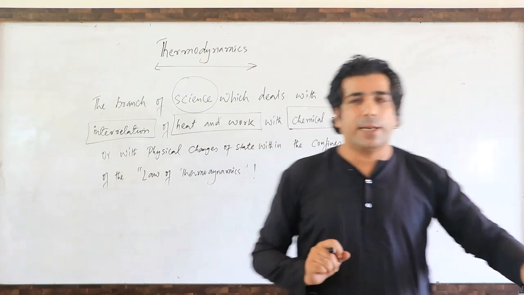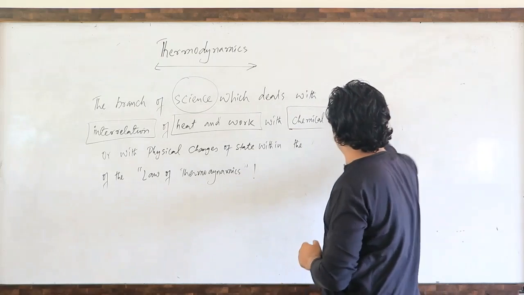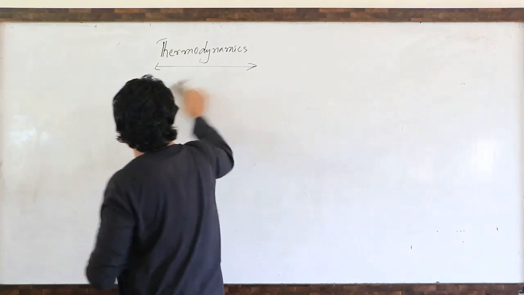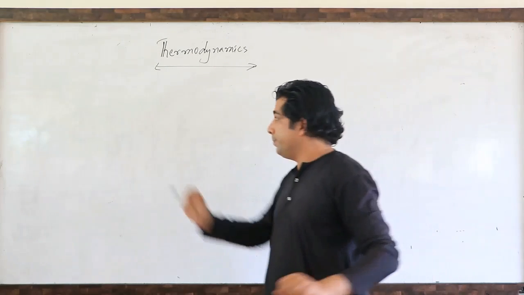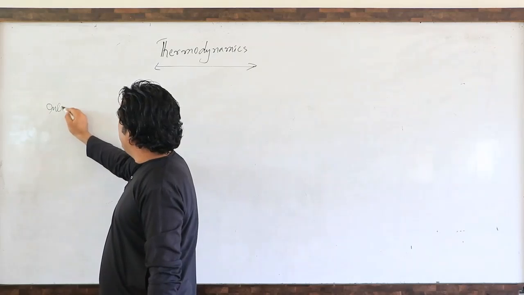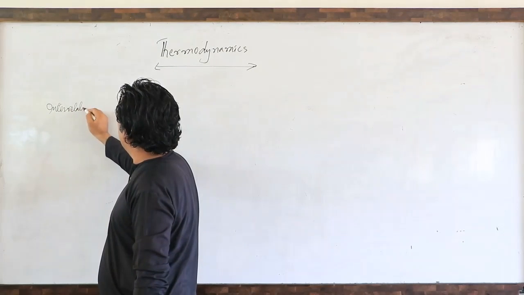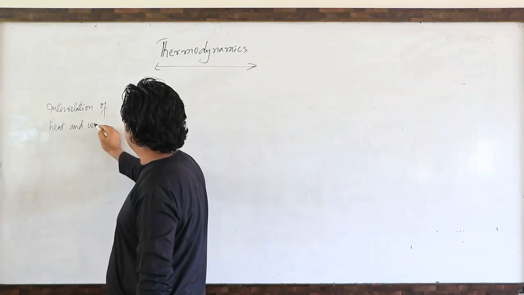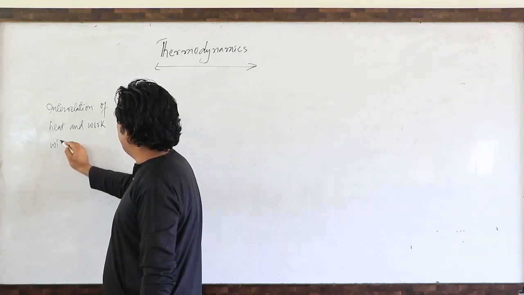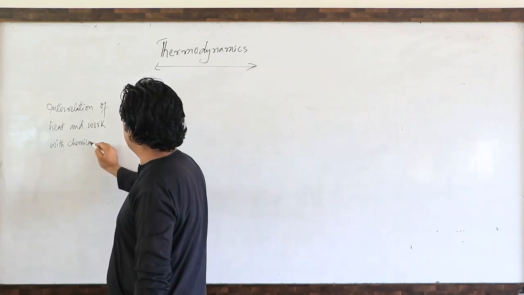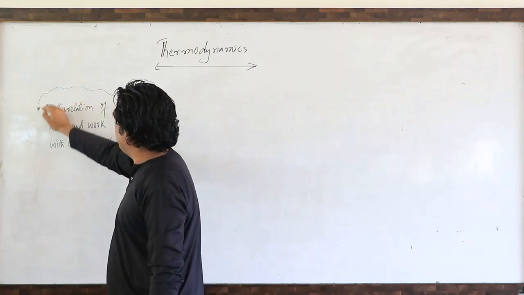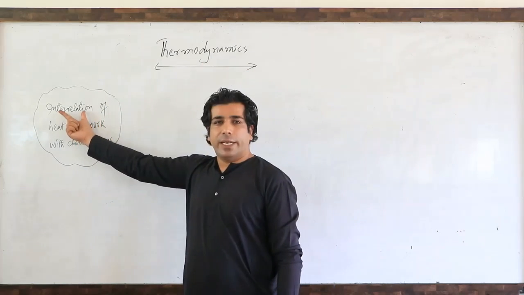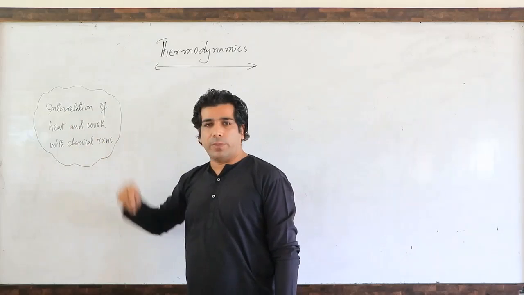So let's take an example here, my dear friends. So in order to make you understand this term, interrelation of heat and work with chemical reactions, let's understand this term first. So thermodynamics will deal with the interrelationship of heat and work with chemical reactions.